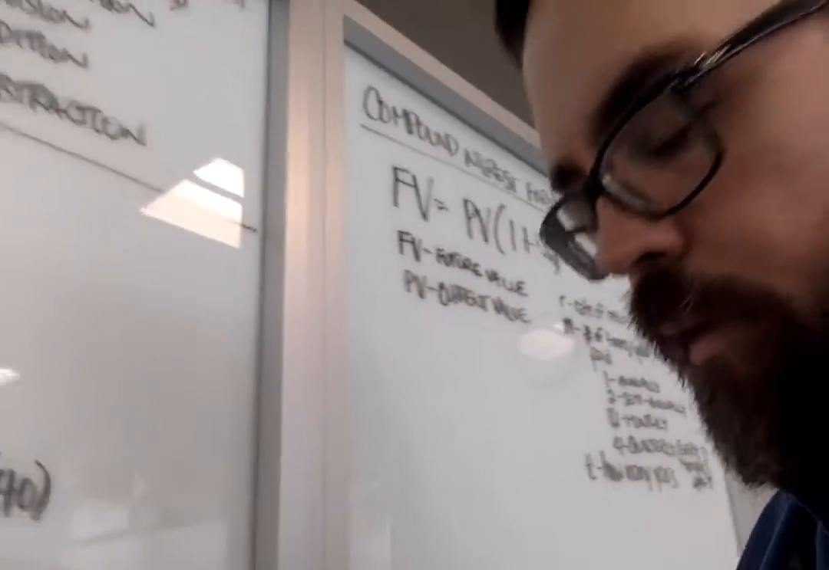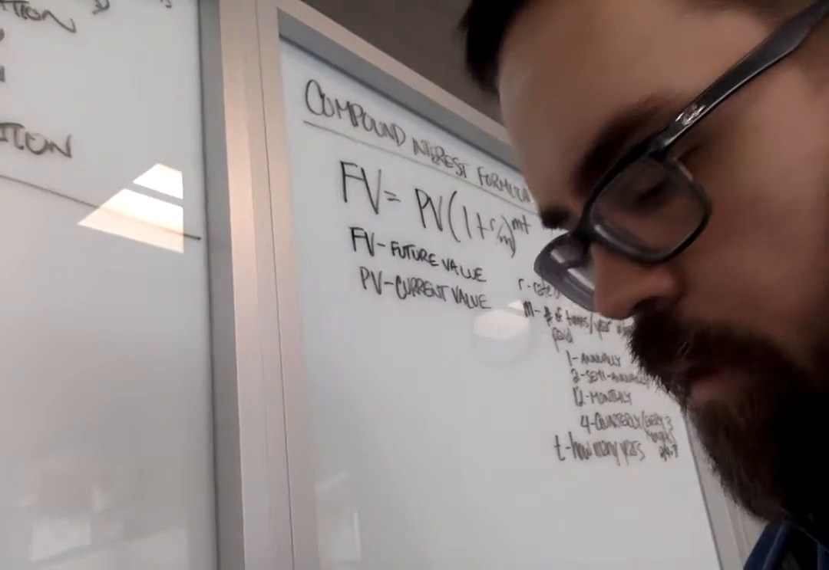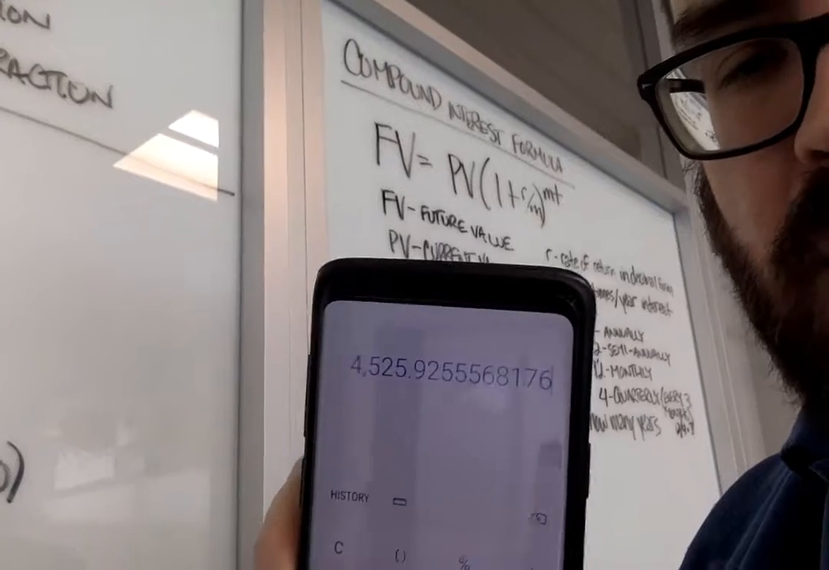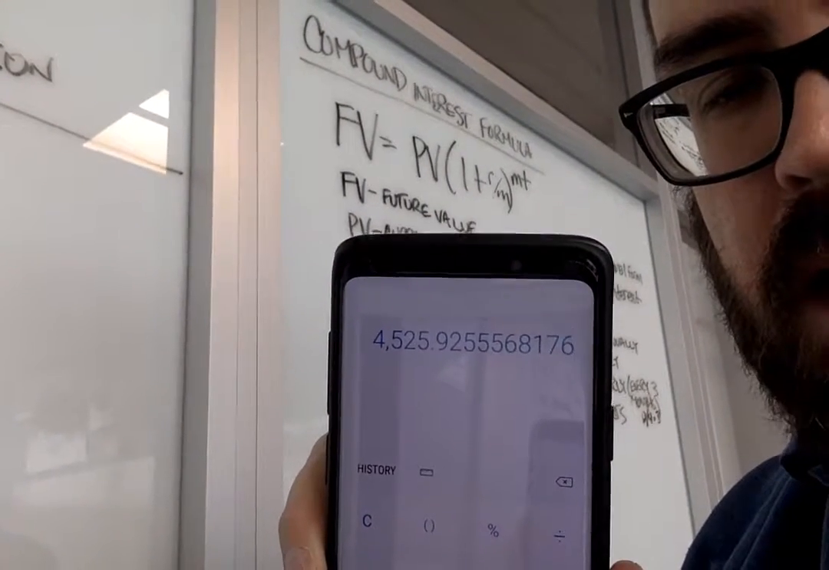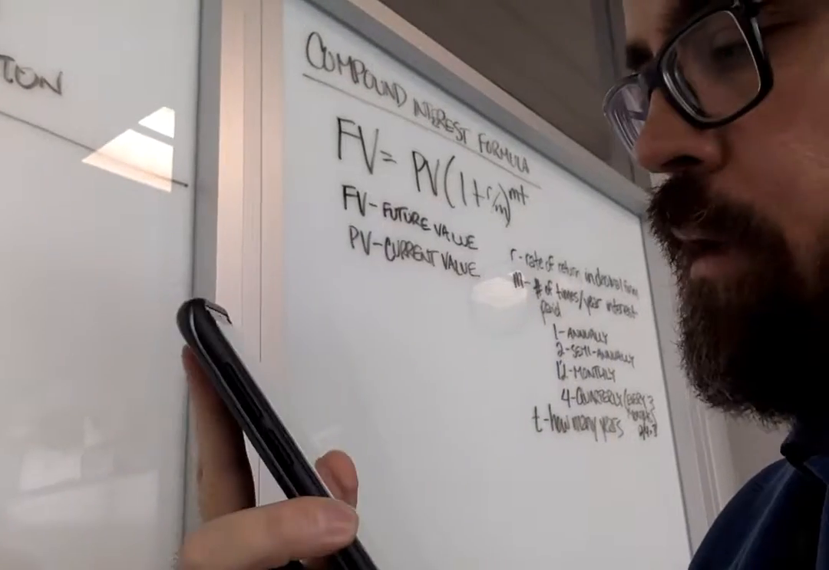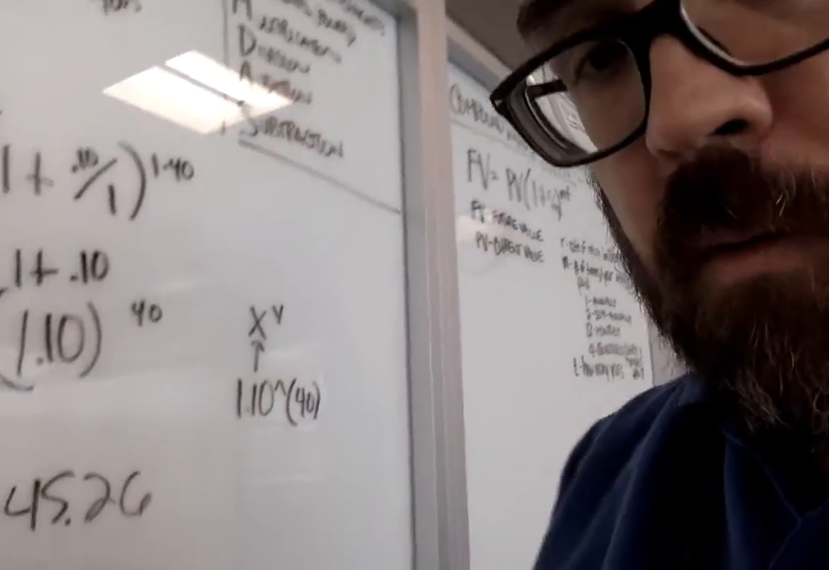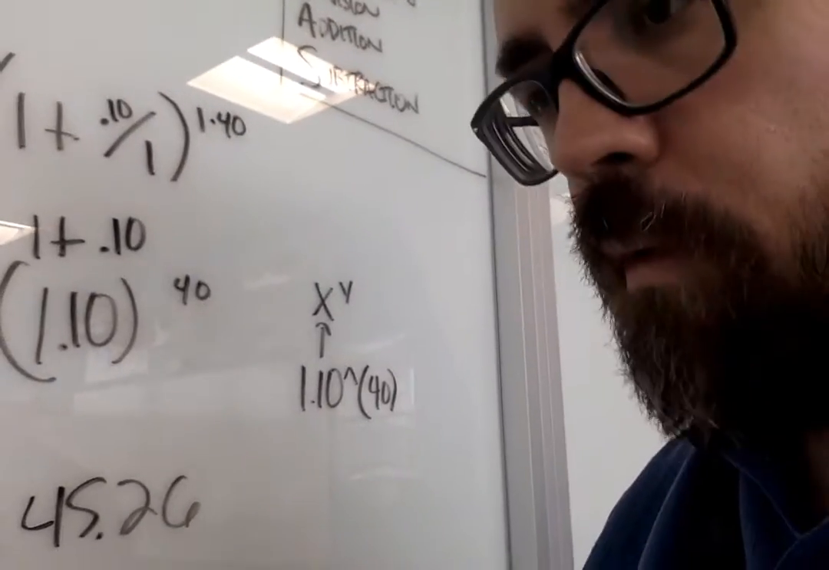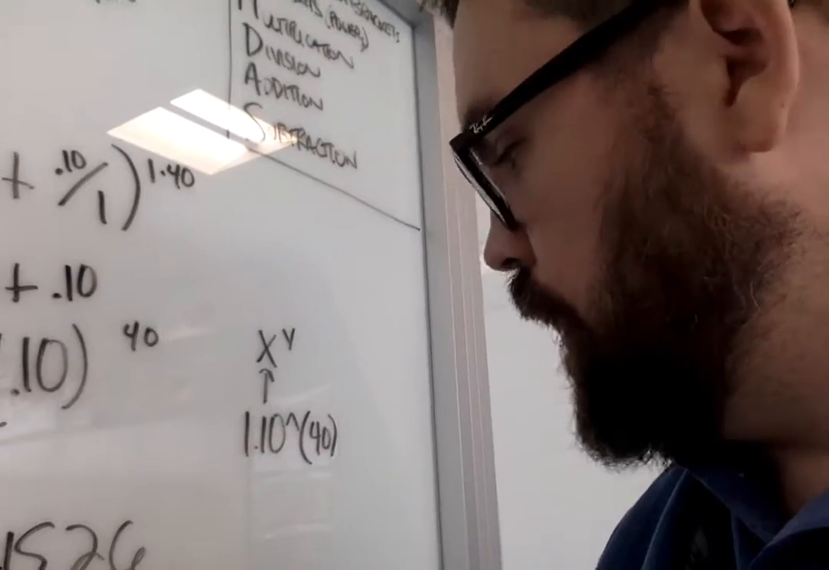So if I take this and multiply it times 100 on my calculator, it tells me that will be worth $4,525.93. Yeah, it's hard to read backwards on a screen. When you record in Photo Booth, everything is reversed. So $4,525.93.